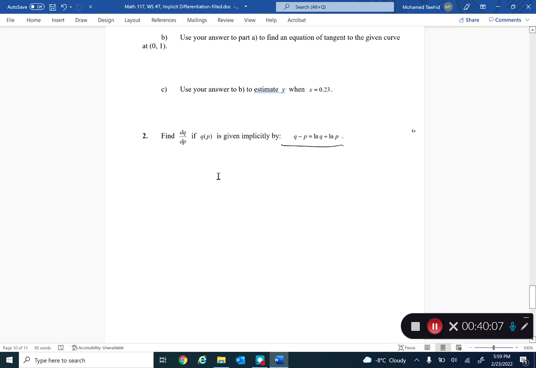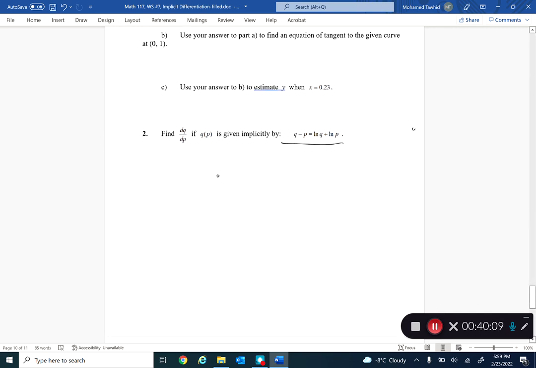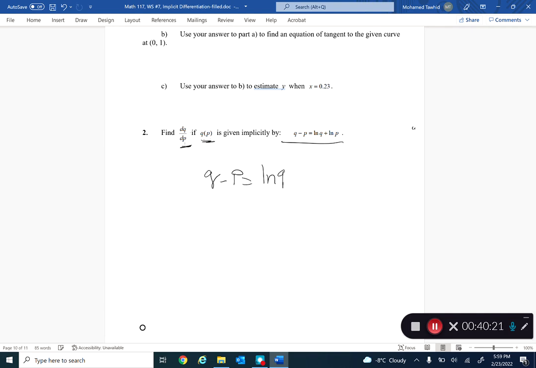I need to get dq by db. So which means you have to take the derivative with respect to what? With respect to b. And q here is given as a function of p. So here q minus p equals ln q plus ln p. So what is step number 1? I need to get the derivative with respect to b. So step number 1, I have to take the derivative with respect to b on both sides.